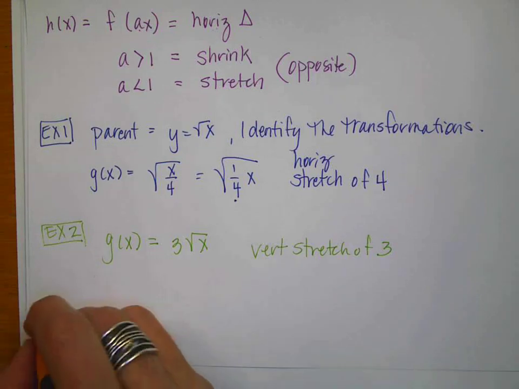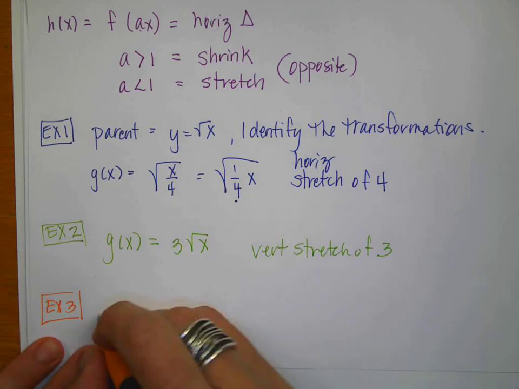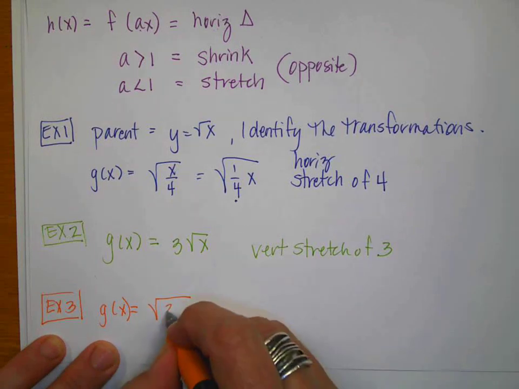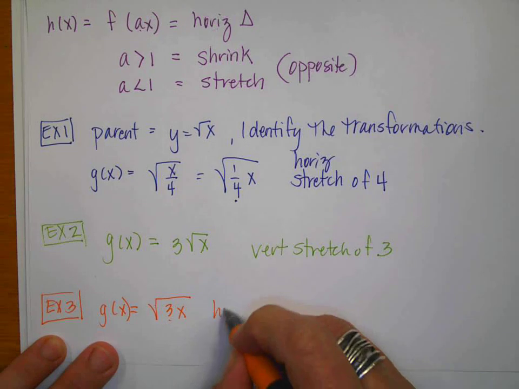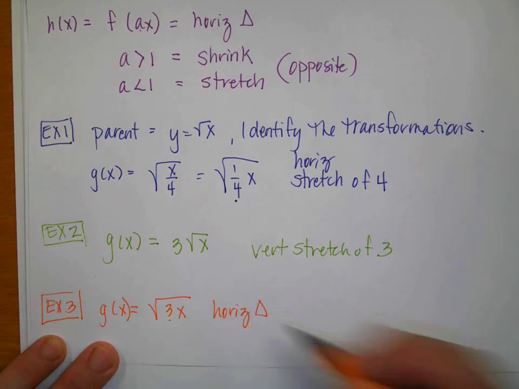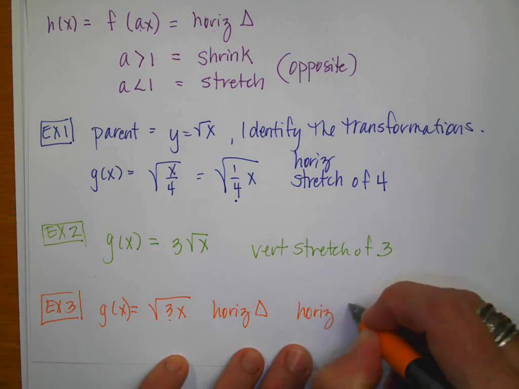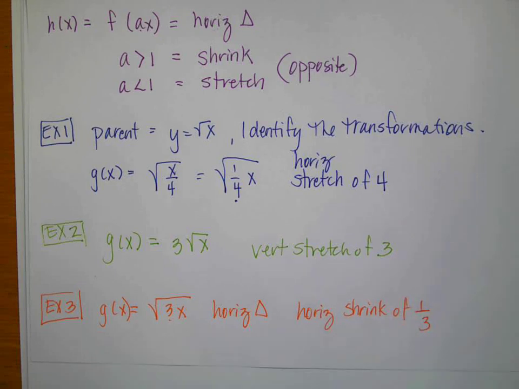We move right along to our next example. What color? Let's go to orange. So this is example 3. And again, I'm going to use the same parent function. So g of x is equal to the square root of 3x. This is inside the function, so it is a horizontal change, which means it's the reciprocal. So this is a horizontal shrink of a third. Okay, anything that's inside the function is going to either be the reciprocal value or it's going to be the opposite sign.